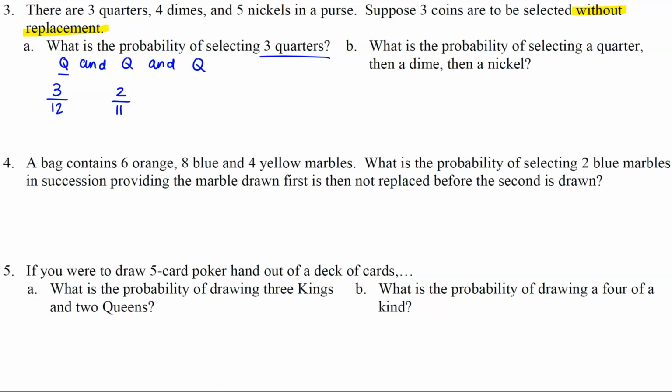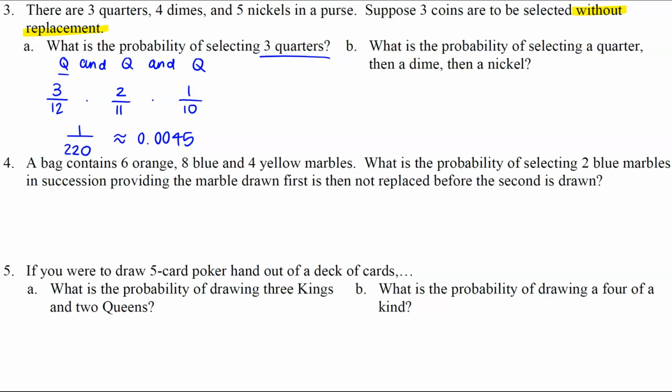Lastly, for my third quarter, I have 2 fewer coins in my purse, and of the remaining coins, I'm assuming that only one of them is a quarter. So the probability of selecting 3 quarters would be 3 out of 12 times 2 out of 11 times 1 out of 10, which is equal to 1 out of 220, which is approximately 0.0045. For this problem, could I have also used a combination?